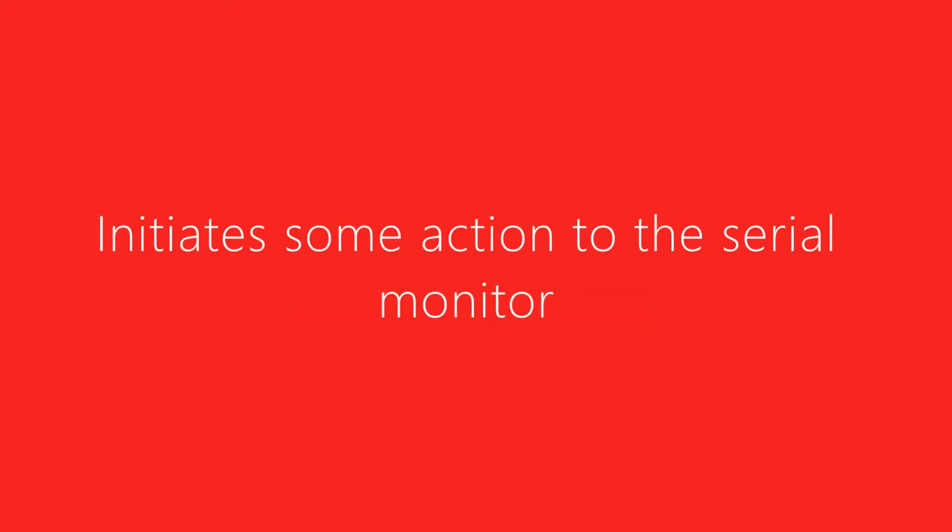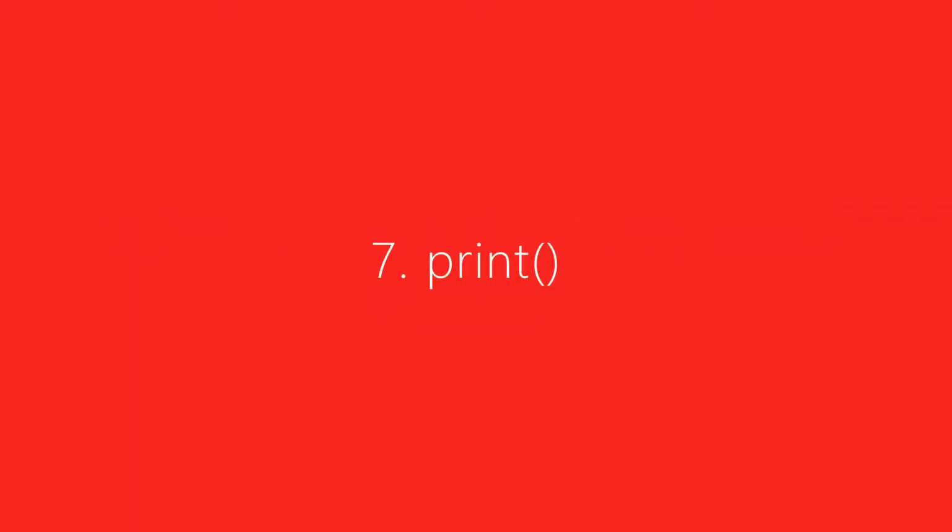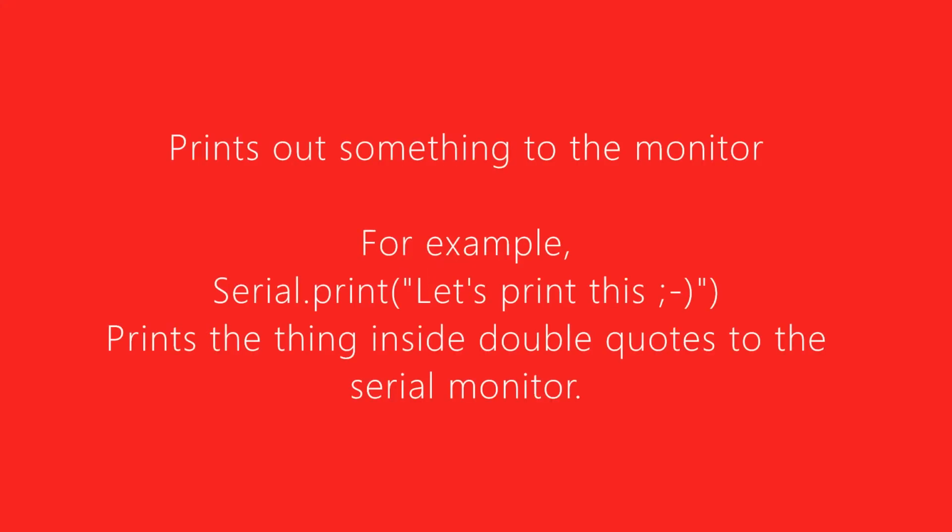6. Serial. This is a macro. It creates a platform for some functions to run upon. The Serial macro initiates some action to the serial monitor or the computer connected. 7. Print function. Print prints out something given. It can be a string, a character, or a group of numbers. If you want to print something on the serial monitor window, type Serial.print and inside double quotes, specify it, if it's a string.